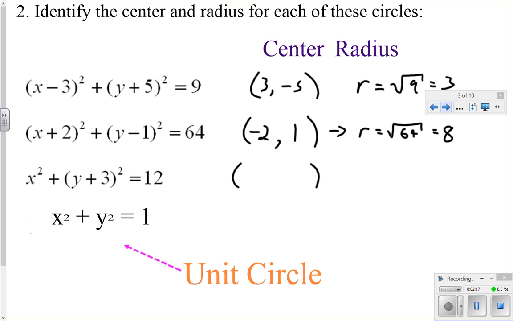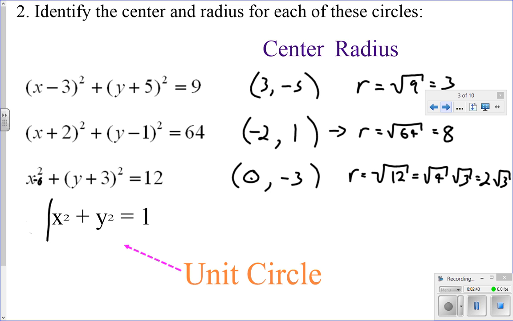Here, because I'm not subtracting anything, it's like minusing 0 here. So my x parameter is 0, my y is -3, and my r is equal to the square root of 12. 12 is not a perfect square, but 4 is. So you can write this as the square root of 4 times the square root of 3, which is equal to 2 square roots of 3, making sure we simplify our radical there.